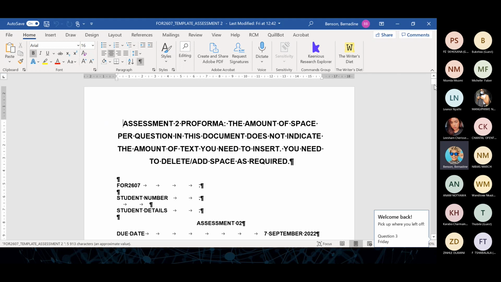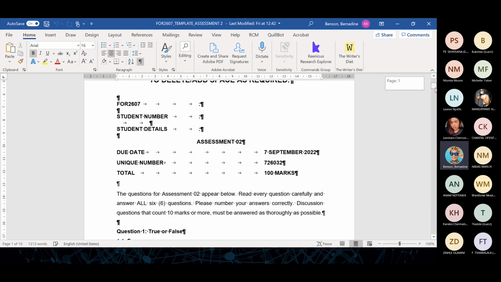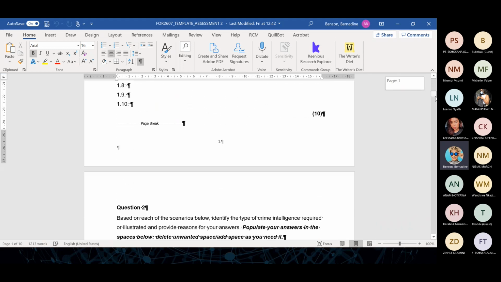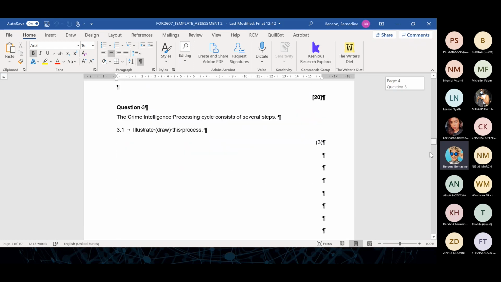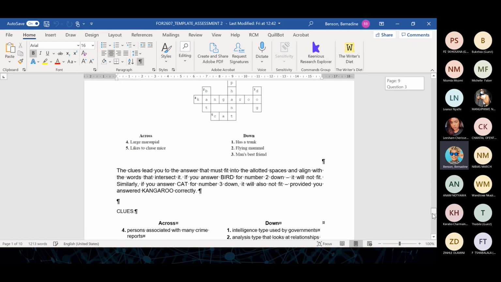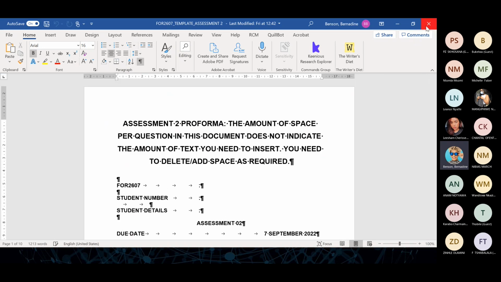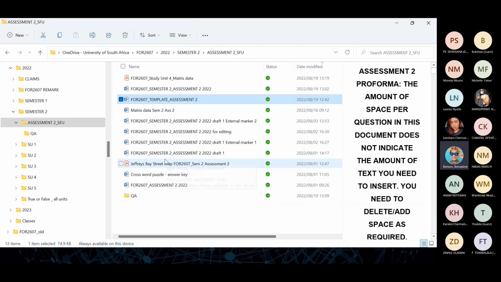So I'm going to give you this document in Word as well that you can just download and then complete. Let me go through quickly so you can see what it is that you have to do. So don't stress about it. That is basically the layout for that part of Assessment 2.